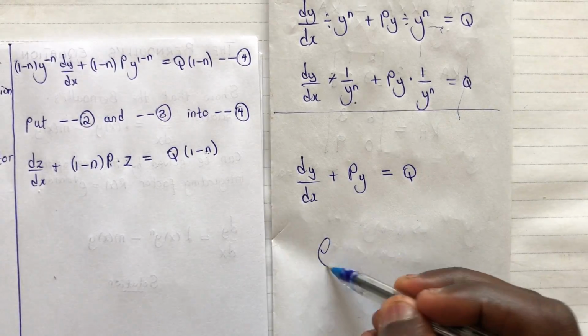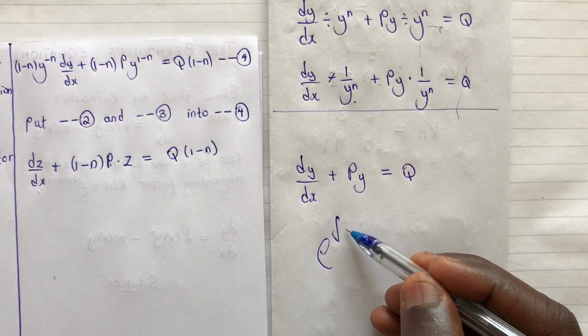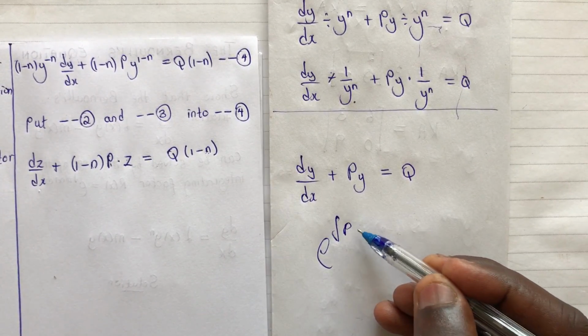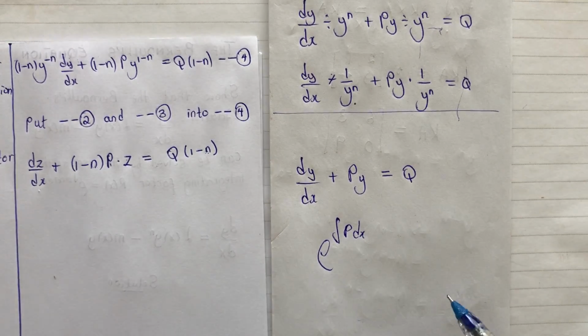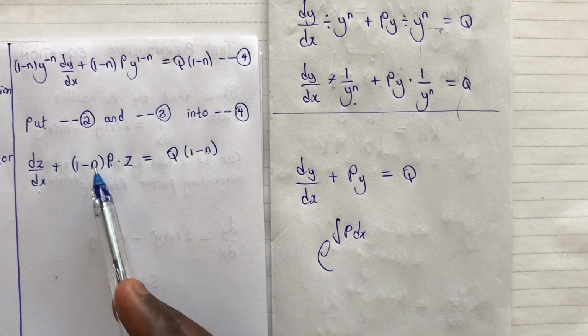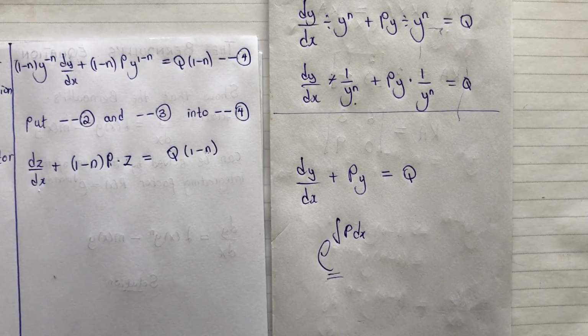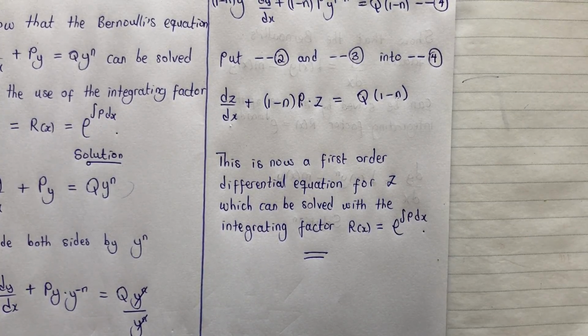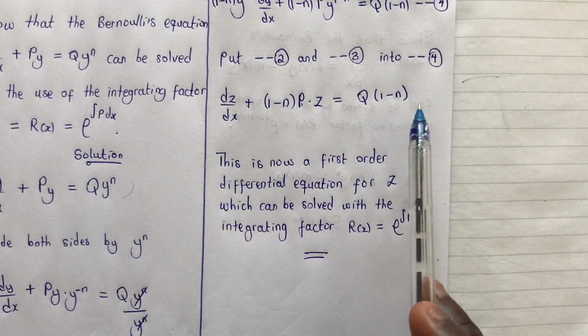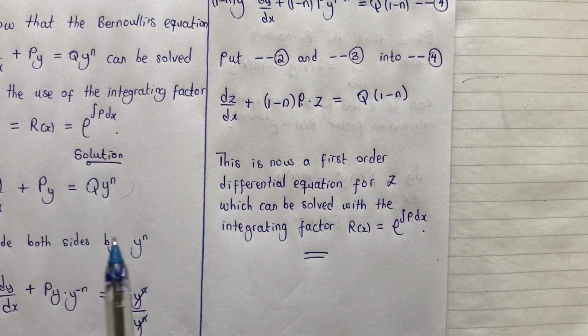So this is now a linear first order differential equation that can be solved using the integrating factor e to the power integral of what? p dx, or integral of (1 minus n) p dx. So this is the proving. I don't need to continue this part of the equation because we have already discussed first order linear differential equations. So finally, when you reach this side of the equation, for this type of question, you are done.